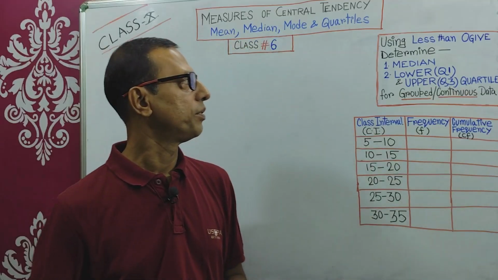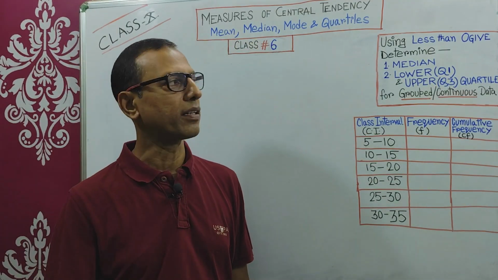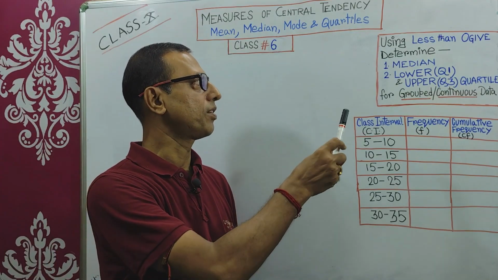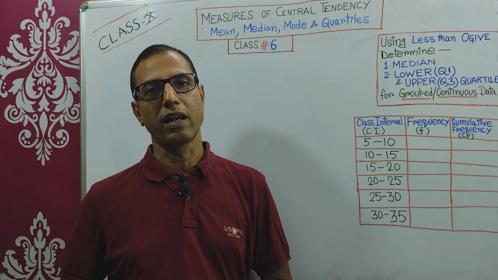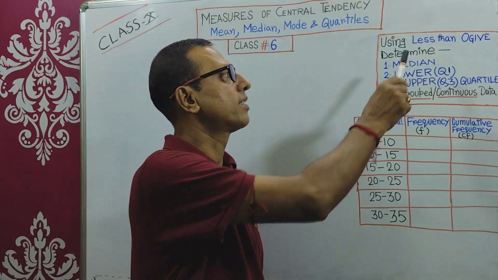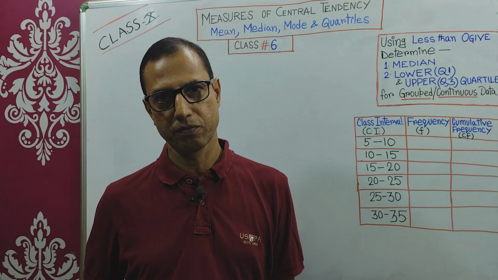Once again today we are going to take the class on measures of central tendency, but this is the 6th class. Our topic for today's discussion is how to determine median and lower quartile and also upper quartile, Q1 and Q3, using less than ogive or less than cumulative frequency curve.